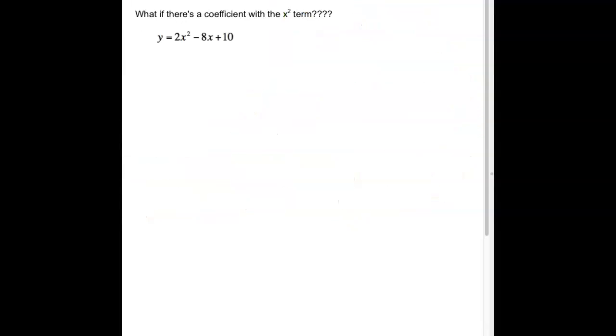All right, so the last one that we're going to look at, notice that there is a coefficient in front of our x squared term. There's that 2 there, and we don't want to have a 2 there when we complete the square. So what we're going to do is we're going to get the 10 out of the way. We're going to subtract it over.